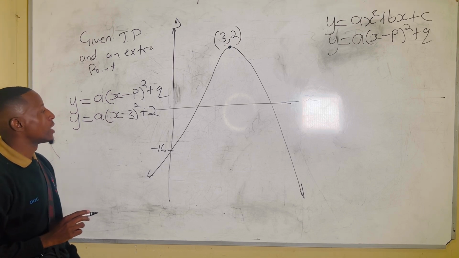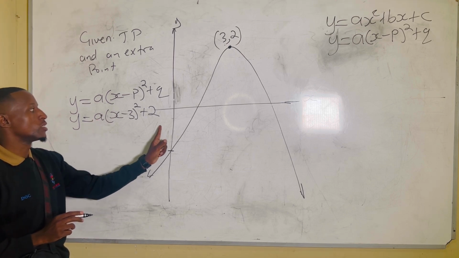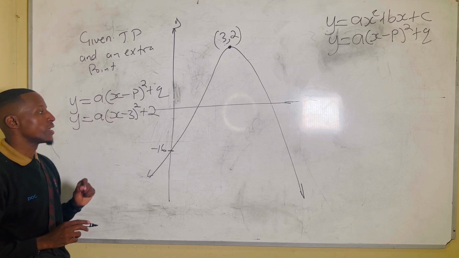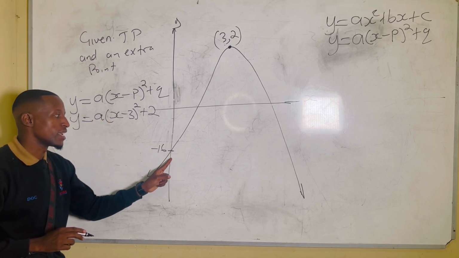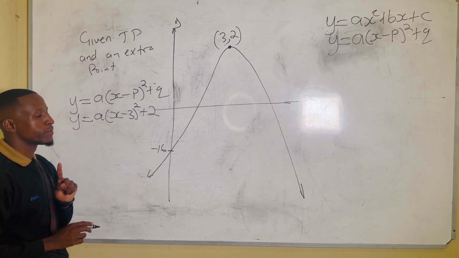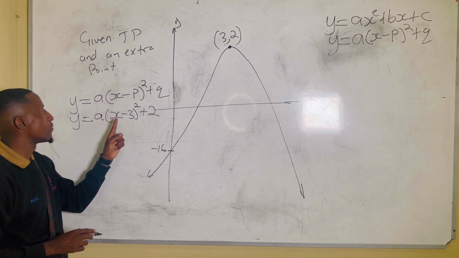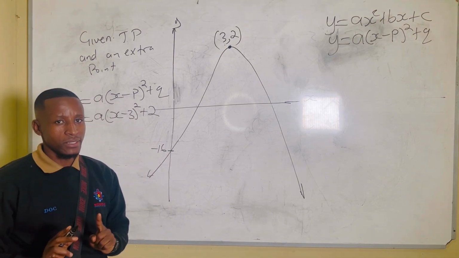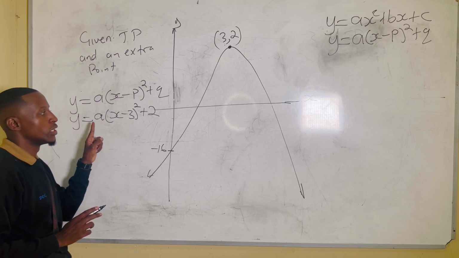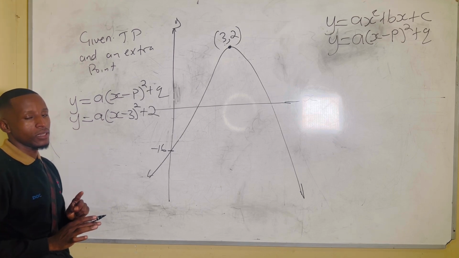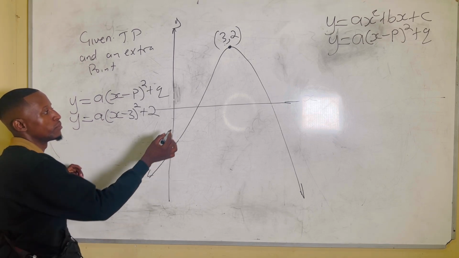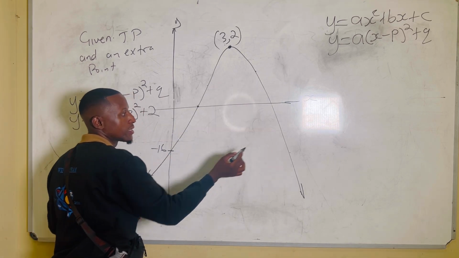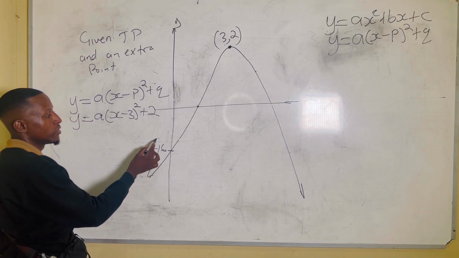Then the only unknown now is a, because for the equation to be complete, we must have y and x as unknown. But we are having a as unknown. That's why they have to give you an extra point so that you can substitute that extra point, then get the value of a. So the extra point, it's meant to help you with finding the value of a. So don't cram it. The extra point can be anywhere. It can be this x-intercept, it can be there, it can be there, it can be anywhere. So here you are given the y-intercept.